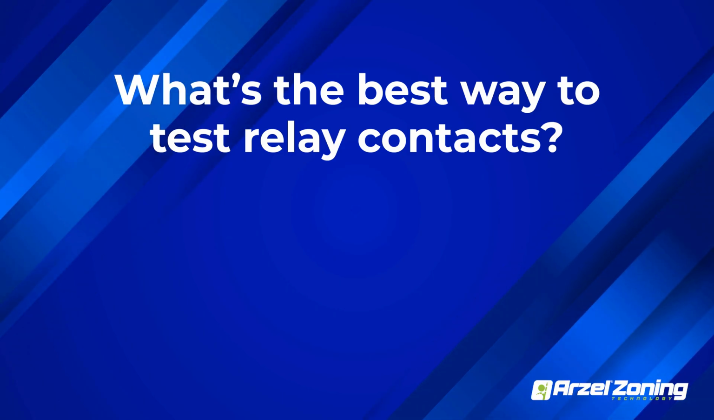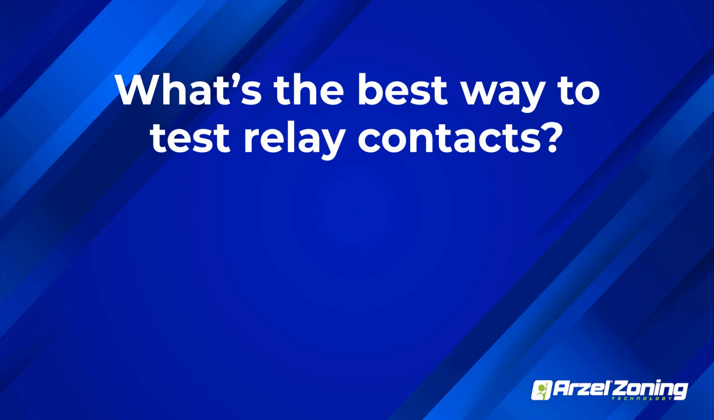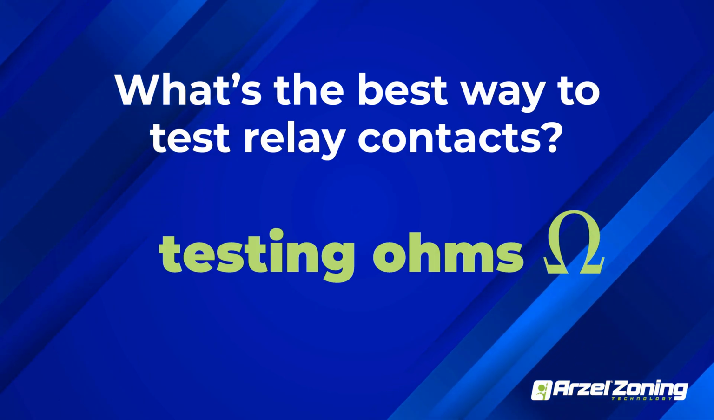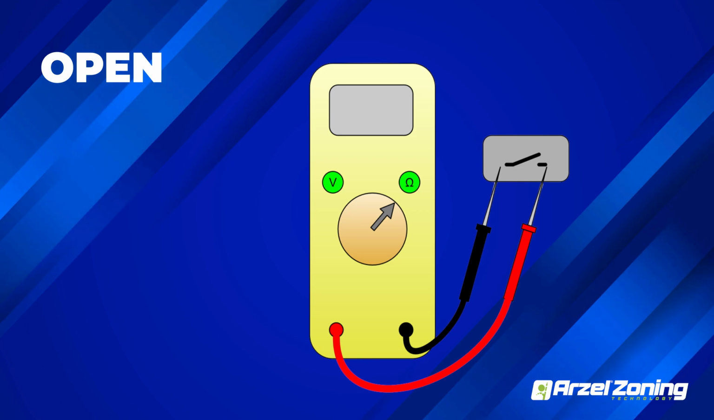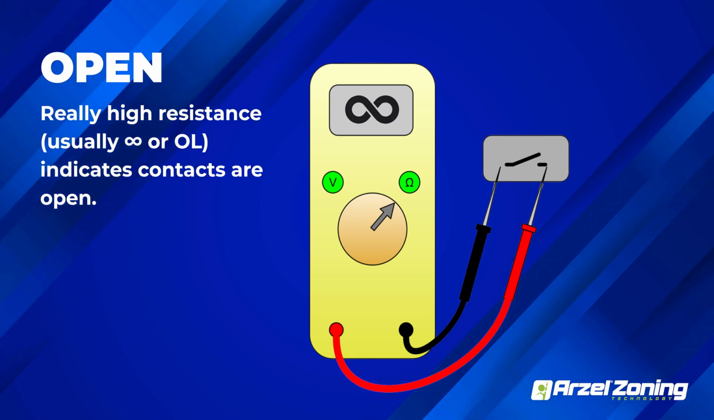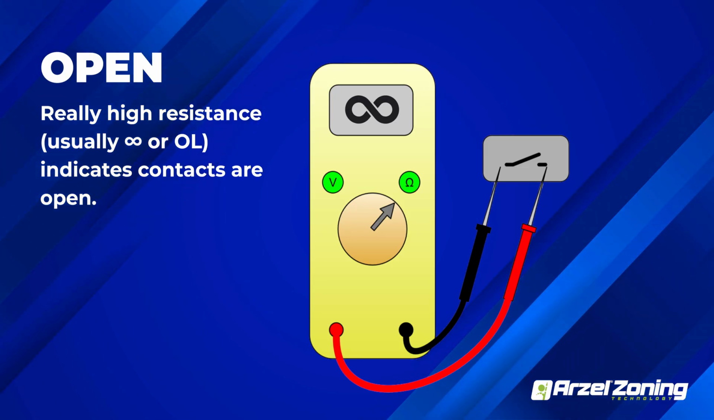What is the best way to test a relay? What's the best way to test the contacts on a relay? Ohm meter, resistance. The best way to test the contacts on a relay is to test your ohms. If I have a set of open contacts, what am I going to read? We'll read infinity, we'll read high resistance, we'll read OL, or possibly that little infinity symbol. And that indicates an open set of contacts.